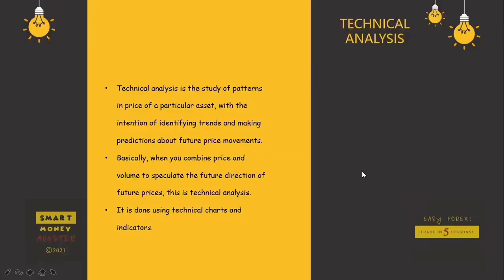To technical analysis proper. Technical analysis is the study of patterns in the price of a particular asset with the intention of identifying trends and making predictions about future price movements. Basically, when you combine price and volume to speculate the future direction of prices, this is technical analysis. It is done using charts and indicators.